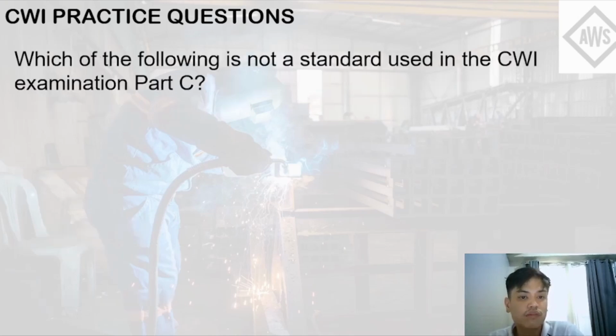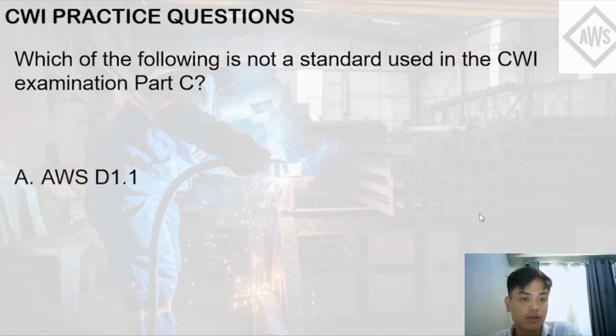Next question. Which of the following is not a standard used in the CWI examination Part C? So Part C of the CWI exam is basically an open book where the examinee must choose from the following standards, or a set of standards. So basically, he doesn't need to be inspecting just that code or standard when he passes the exam. He basically can do it, but in the CWI exam, you need to choose just one. So, which of the following in this question is what you can choose?